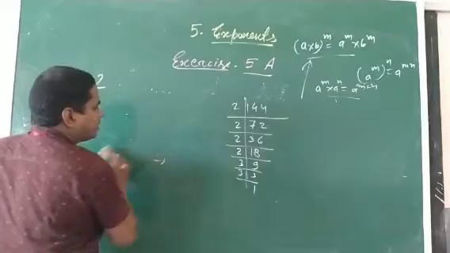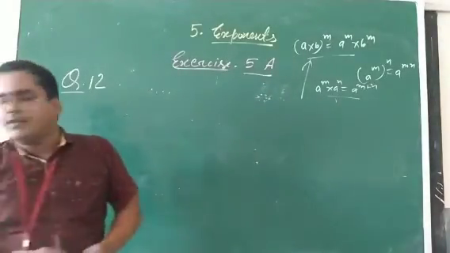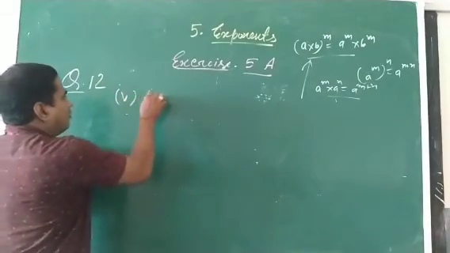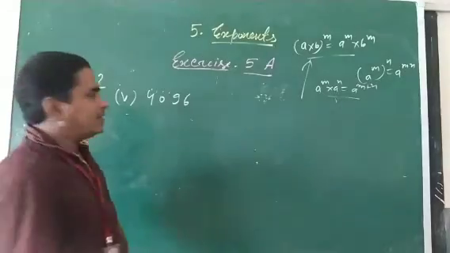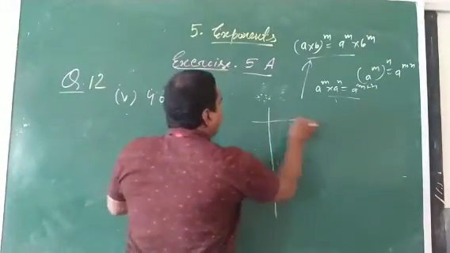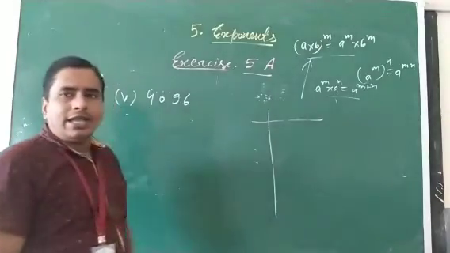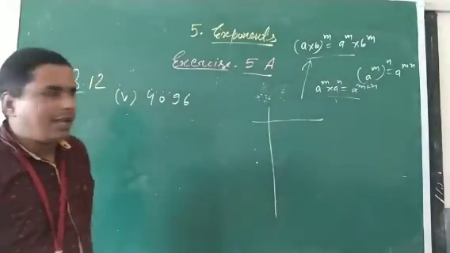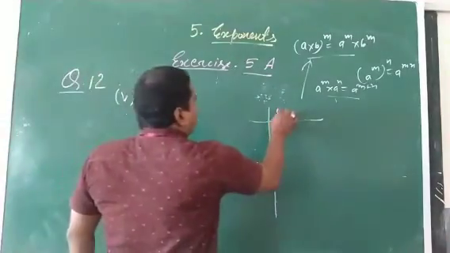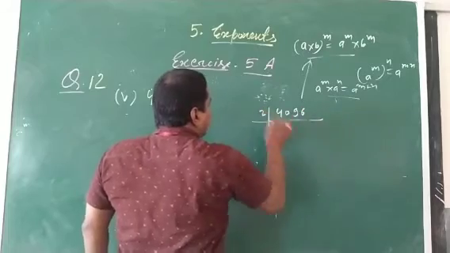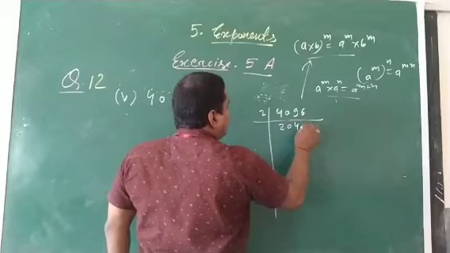Last one of this question, 12. What is given? Fifth part, 4096. So see here, first we will find its prime factorization using the division method. First we will find the prime factorization, then we will find the square or a cube. So 4096, start by 2. 2 twos are 4, 2 fours are 8, 2 eights are 16.